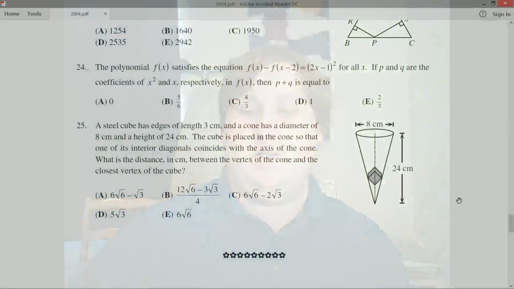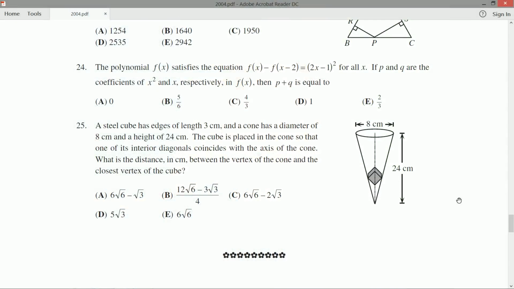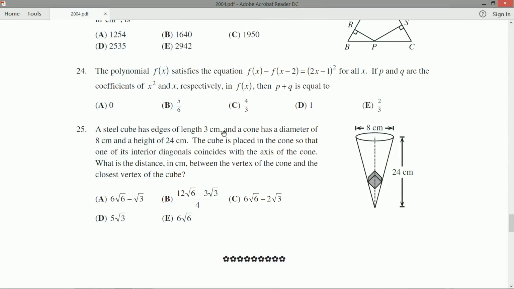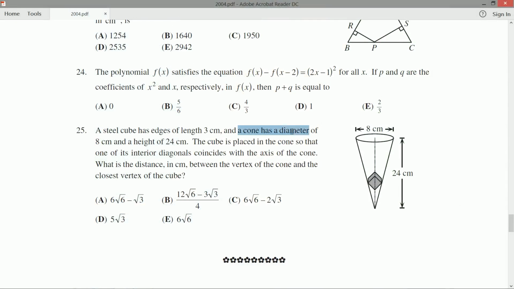Alright, question 25. A steel cube has edges of length 3 centimeters, and a cone has diameter of 8 centimeters and a height of 24 centimeters. The cube is placed in the cone so that one of its interior diagonals coincides with the axis of the cone, so the middle line right down through it. What is the distance in centimeters between the vertex of the cone and the closest vertex of the cube?